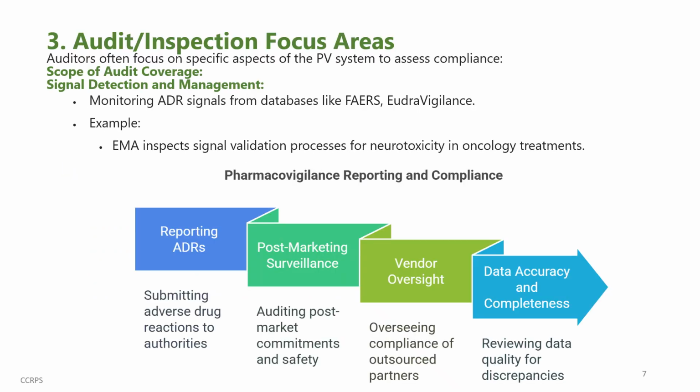Some areas where audits and inspections focus. Auditors often focus on specific aspects of the PV system to assess compliance. Signal detection management: monitoring adverse drug reaction signals from databases like FAERS or Vigilance. Example, the EMA inspects the signal validation process for neurotoxicity and oncology treatments.